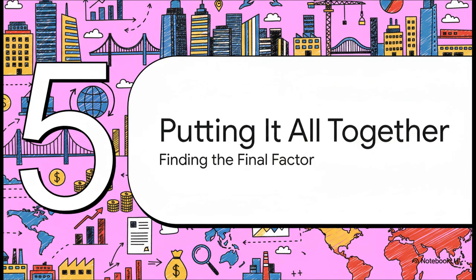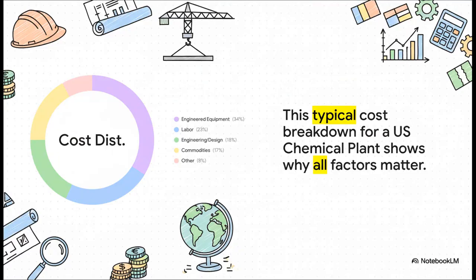Okay, so now we have all these individual factors for every little thing: labor, materials, equipment. It's time to roll them all up to get that one final number, the overall location factor for the entire project. This chart shows why you can't just take the average. Look, labor is a big piece of the pie at 23%, but the equipment is even bigger at 34%. Each of these slices gets its own carefully calculated factor, and the size of the slice determines how much it influences the final number, right?